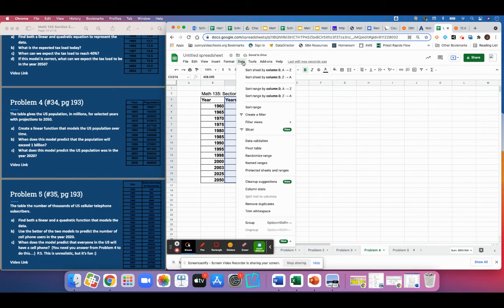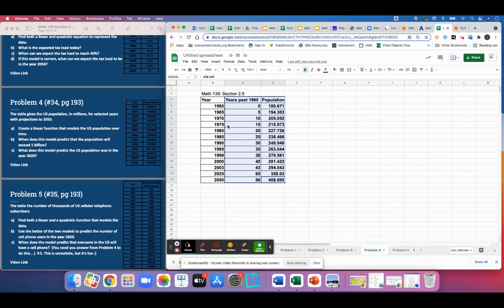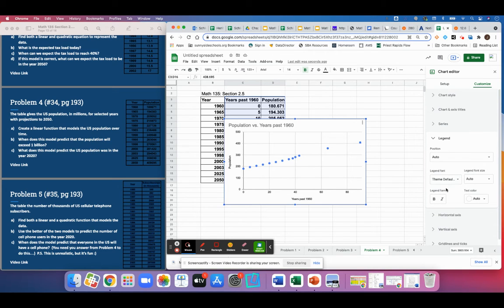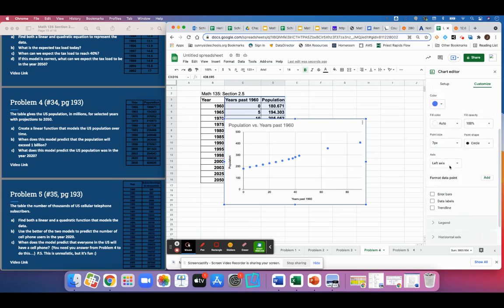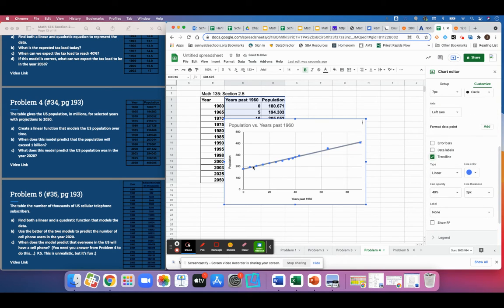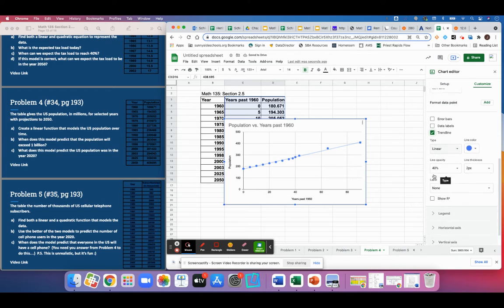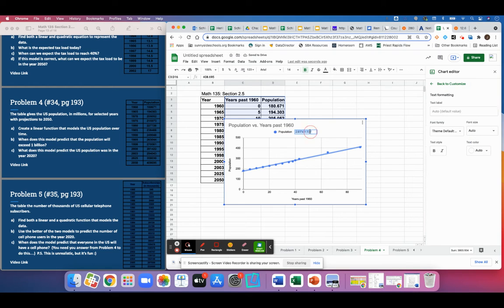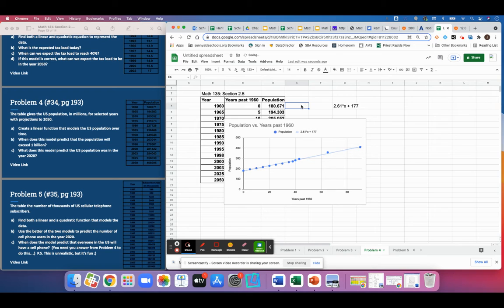Let's go ahead and insert a chart. And we've got our scatter plot here. We are asked in this one to use a linear model. I clicked legend instead of series accidentally. We want a trend line. It's going to come up automatically as linear, and that actually fits it pretty darn well. And we need here, with label, use equation. So here's our linear model for part A.